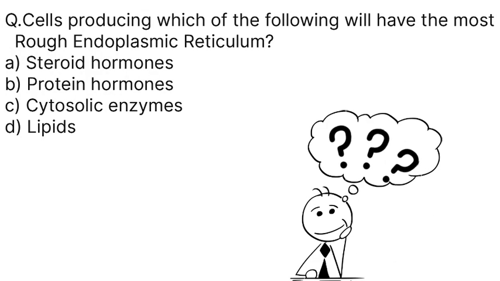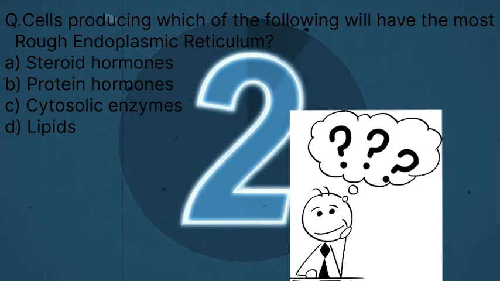Okay, now let me ask you one question. On the basis of your understanding you have to answer me. So the question is, which cell has more rough endoplasmic reticulum content in it? And these are all your options. You have to choose between all of these. You can take your time.